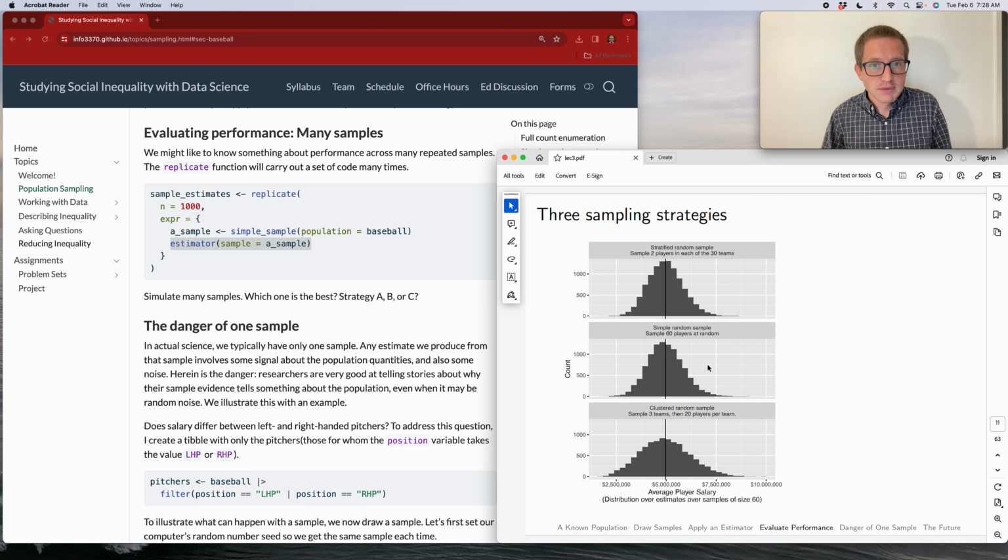In general, there are some cases where a stratified random sample may be much more efficient than a simple random sample. So that's how to draw a sample from this population of baseball players and how to think about its performance for estimating the population mean. In the next video, we'll talk about the dangers of working with only one sample, which in practice is what always happens because very rarely do we really have the population.